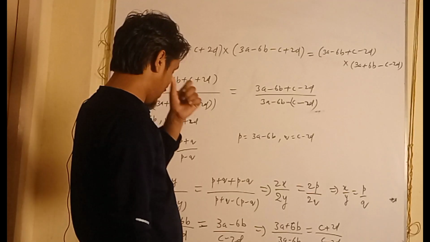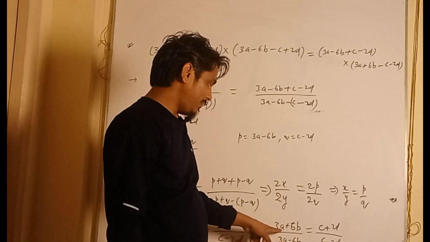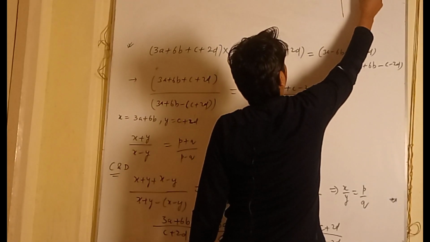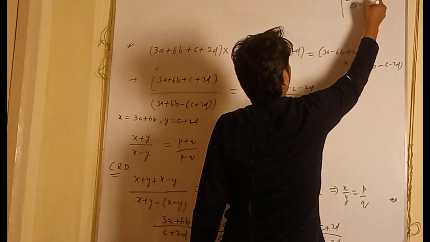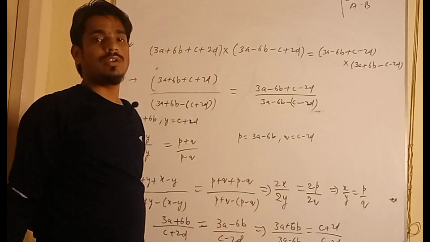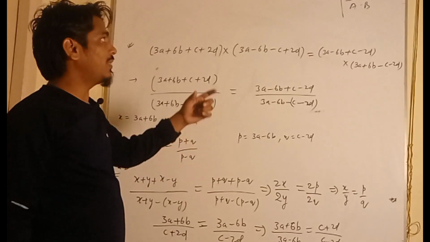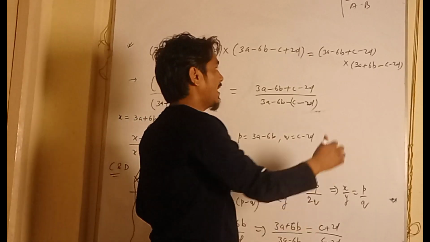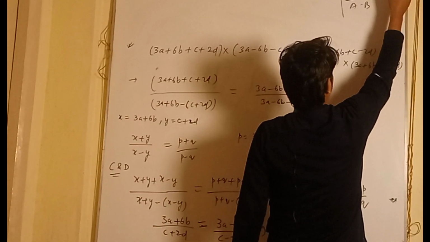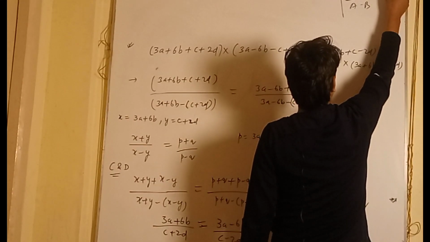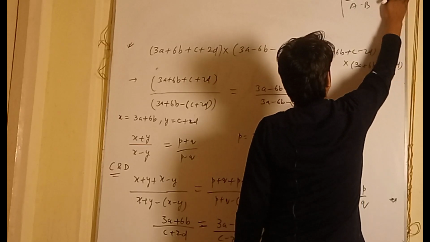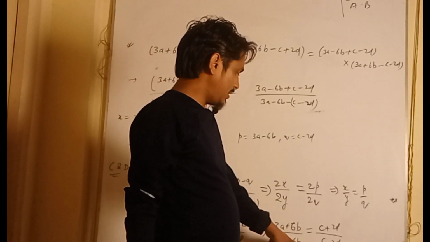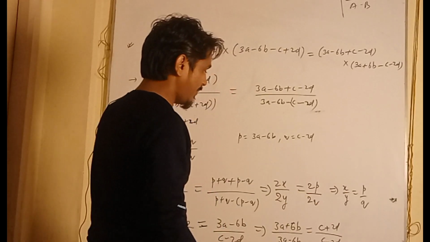So now we need to use componendo and dividendo once again. Make sure that whenever you get a plus b over a minus b format, you always try to use componendo and dividendo. That will simplify both the numerator as well as the denominator, especially if we have been given something like this equal to some number. Now we have 3a plus 6b over 3a minus 6b is equal to c plus 2d over c minus 2d.